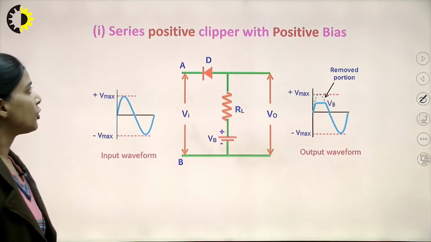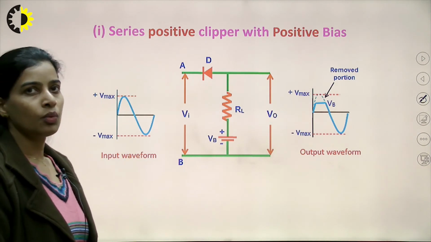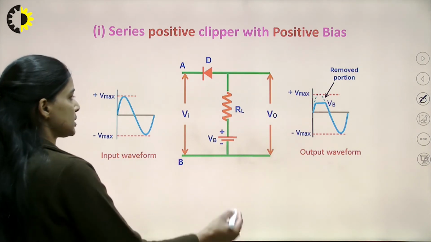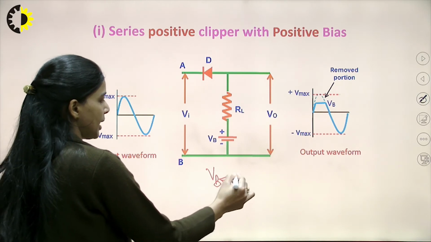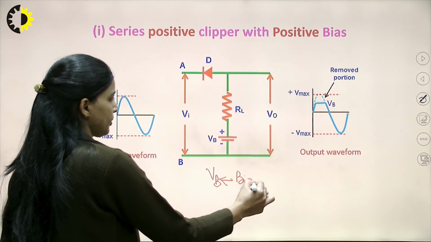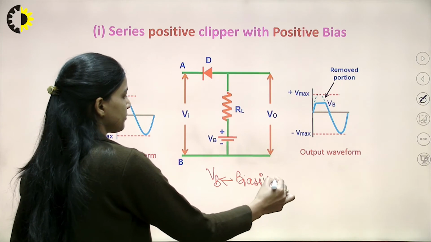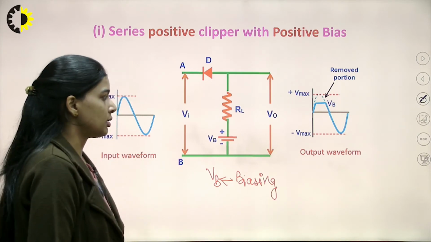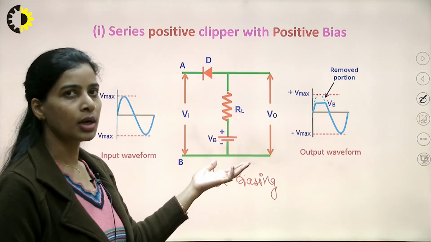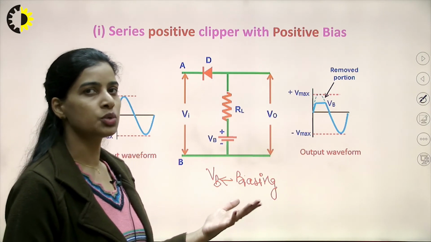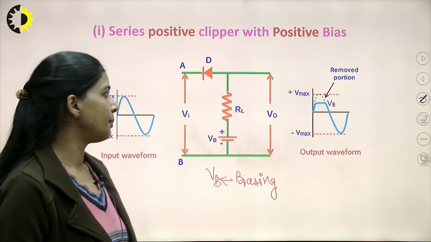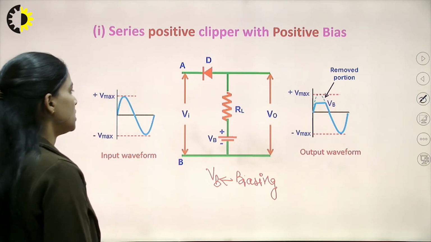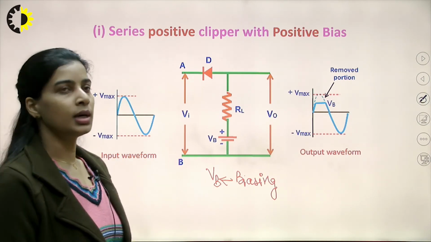This is the circuit for the series positive clipper with a positive bias. This voltage VB is the biasing voltage. We provide it according to our requirement, up to which value we want the positive cycle to appear at the output. So, how does this circuit work?